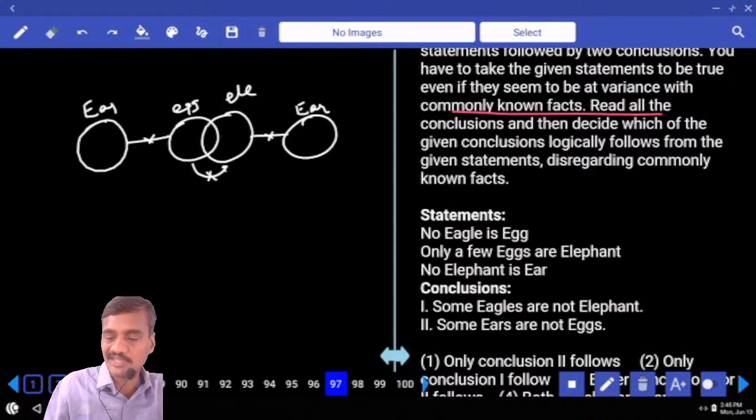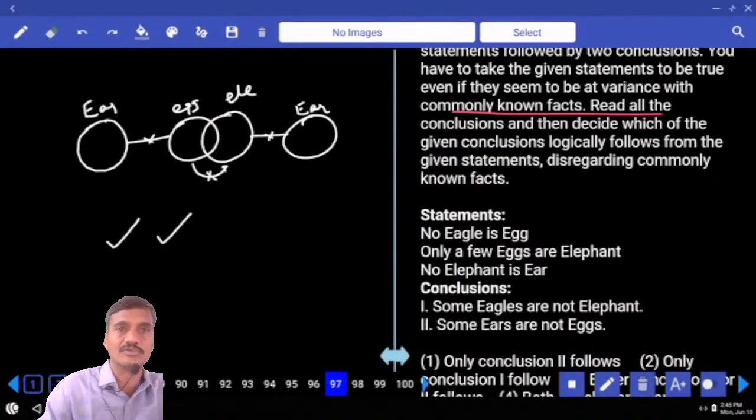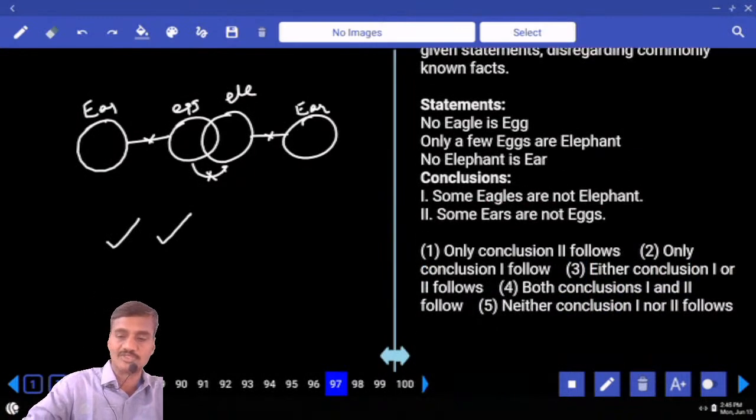And first one, some eagles are not elephant. Eagle is here, elephant. No eagle is an elephant. Some eagles are not elephant is also true. Some ears are not eggs is also true. Both the conclusions are true, and both the conclusions that are true are negative conclusions. Hence, we need to go for an alternate diagram to make this one false at least once.